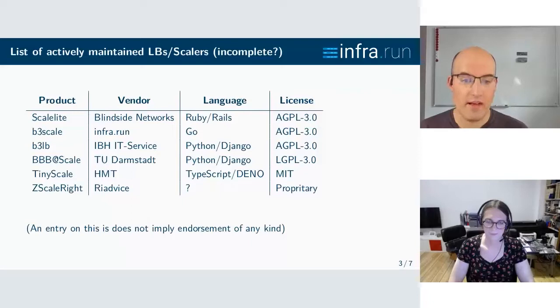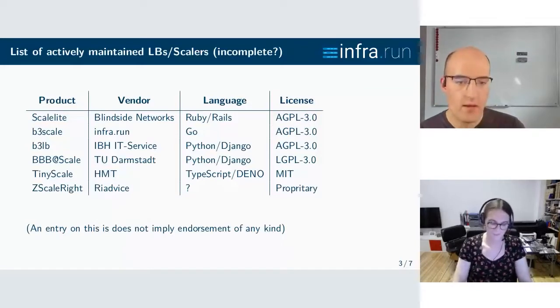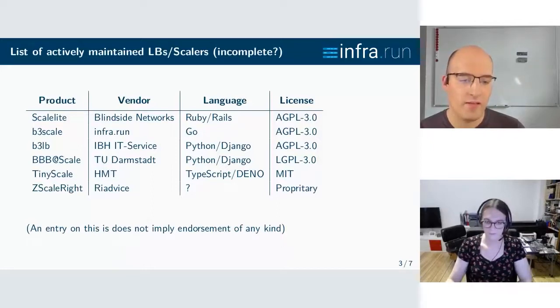There is b3scale that you hopefully just listened to. And if you didn't, the talk about b3scale by Annika Hannig will be online in a couple of days. There is b3lb, which is actually pretty close to the feature set of b3scale, written in Python and Django. And I'm not saying pretty close as in less developed or more developed. It's just slightly different feature sets.